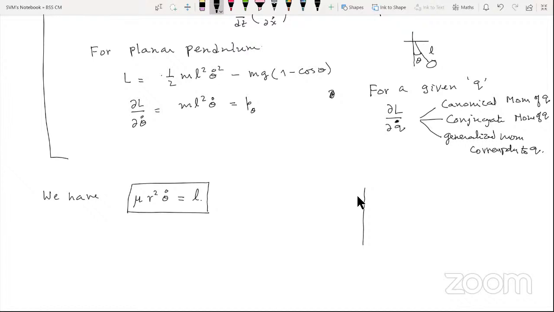For example, let's say this is our plane and this is the center, and this is where you have your mu, and this is r at time t. Then it moves from here to here, and this is r at t plus delta t. This change is what I call delta theta. Now suppose I ask the question, what is the area? This happened in time delta t.